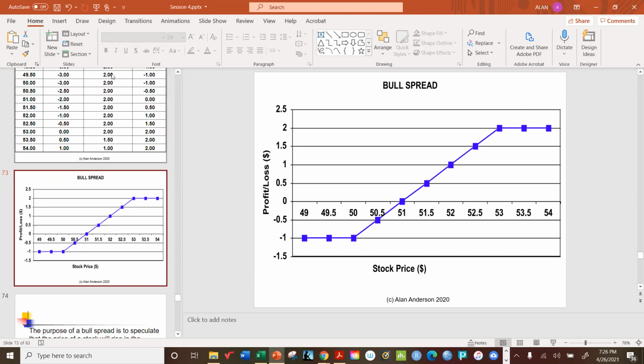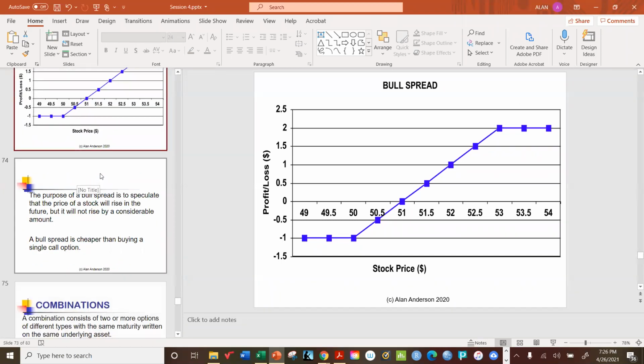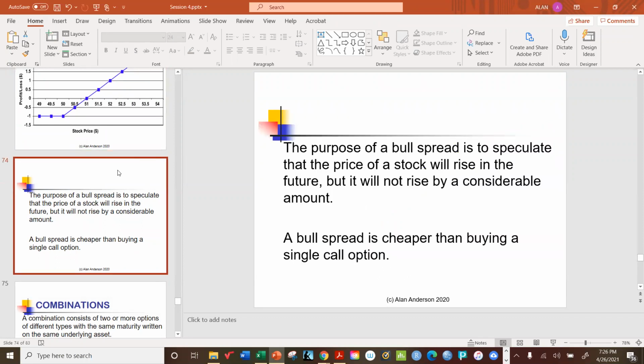Wow, interesting. Now, the purpose of a bull spread is to speculate that the price of a stock will rise in the future, but not by a considerable amount. The bull spread is cheaper than buying the low strike call option.